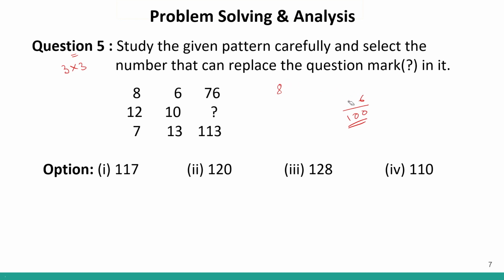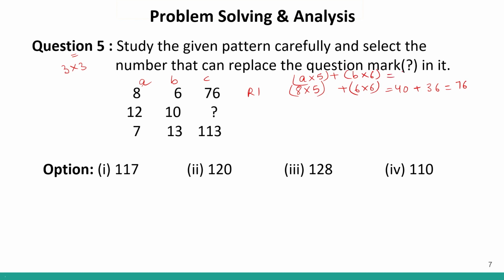Now, if I subtract them also, then also I'll not get it. So let us try some other method. I'm trying for row 1 first. If I multiply 8 by 5 and I multiply 6 by 6, this will be 40 and this will be 6 into 6, 36. So this will give me 76. So by using this logic, if this is A, this is B and this is C, A into 5 plus B into 6 is giving me C. This is a logic that I have formed using the first row, row 1.